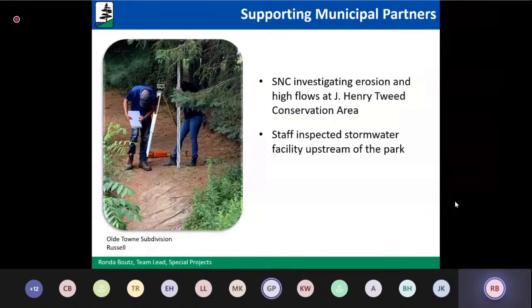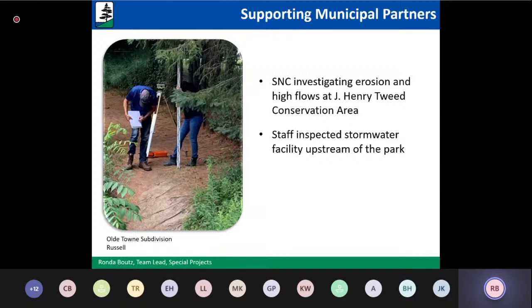South Nation was once again successful with an Ontario Power Generation Biodiversity project. We were approved early this year for another 3 years. We're focusing our efforts on South Nation properties, one being J. Henry Tweed Conservation Area, which is in Russell Township. We had started work in J. Henry Tweed in the final year last year of our previous OPG agreement, and we have the opportunity now under this new 3-year agreement to continue the work that we started.